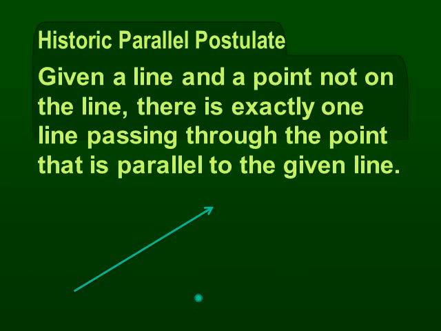Okay, now we have the historic parallel postulate. I'm not sure why it's titled this, but it basically says if you have a line and a point that's not on that line, there's only one line that passes through the point and is parallel to the given line. And eventually we will construct this, but not in Chapter 6.